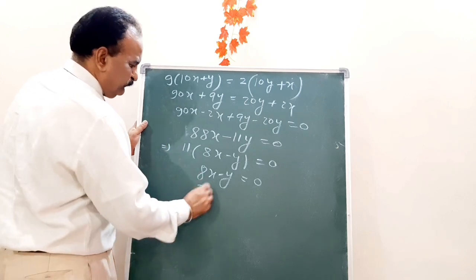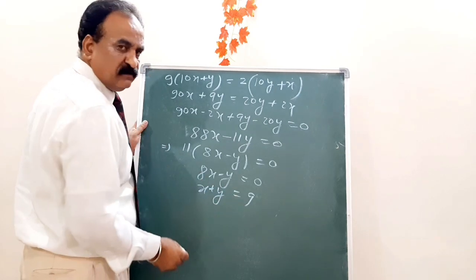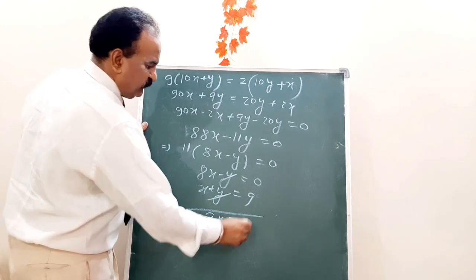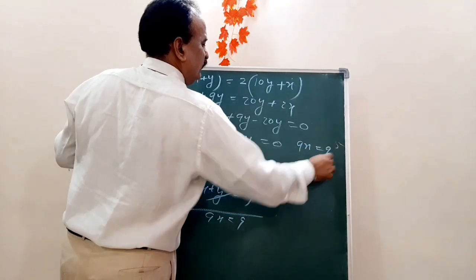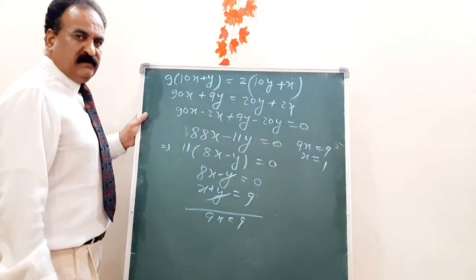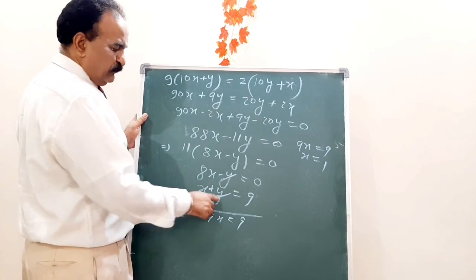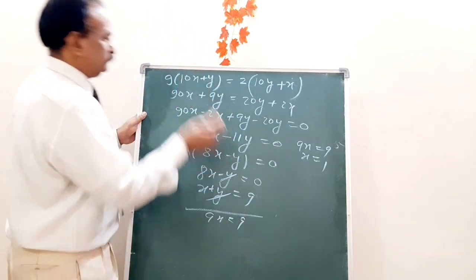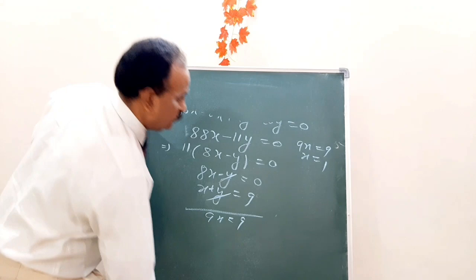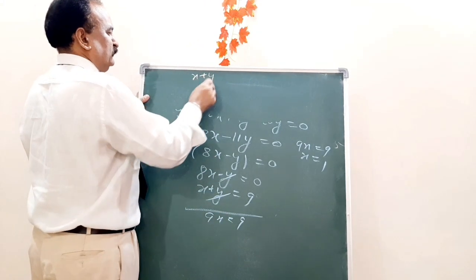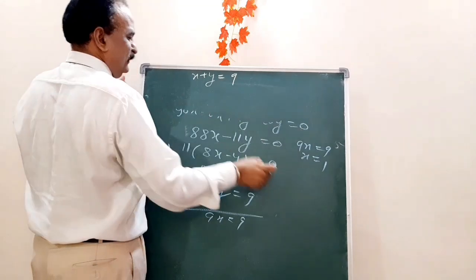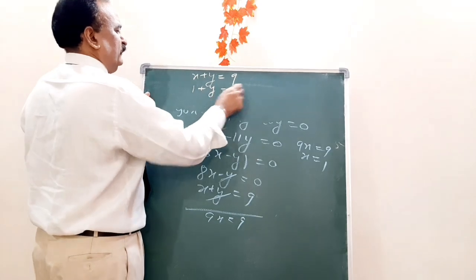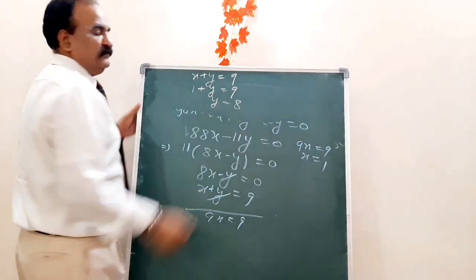And one equation is x plus y equal to 9. Now adding, plus y and minus y cancel. 9x is equal to 9. So x is equal to 1. If x is equal to 1, then you can put it in x plus y equal to 9. In place of x, put 1. So 1 plus y is equal to 9. So y is equal to 8.